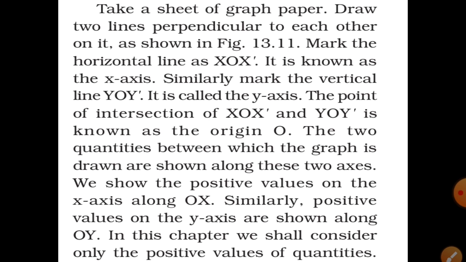The two quantities between which the graph is drawn are shown along these two axes. We should show the positive values on the x-axis along OX. Similarly, positive values on the y-axis along OY. In this chapter, we shall consider only the positive values of quantities.